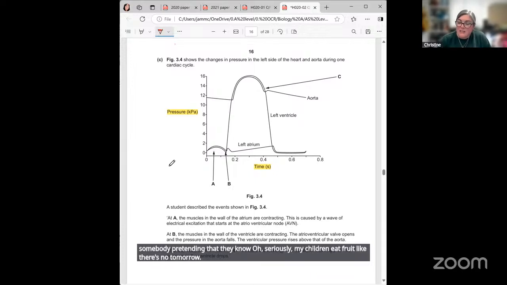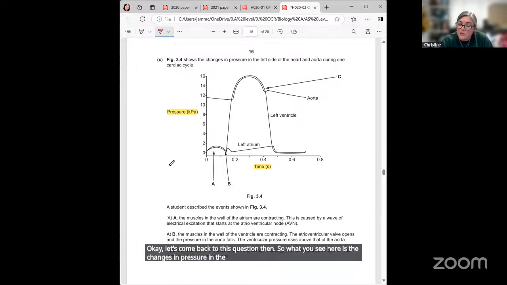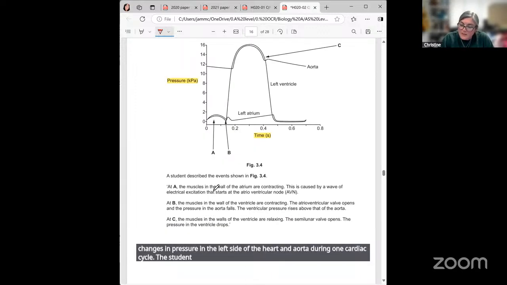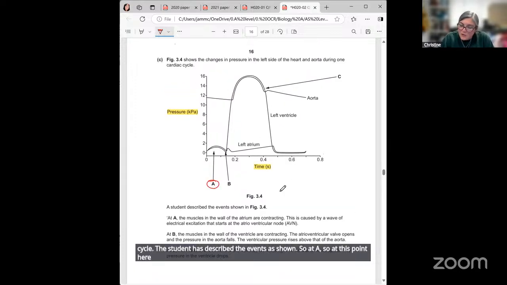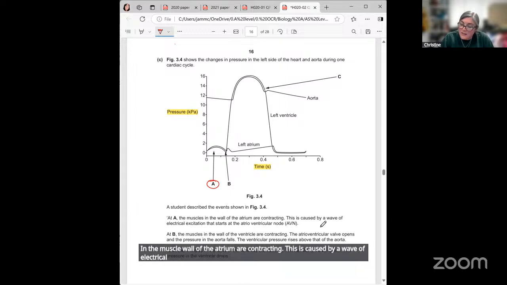Okay, let's come back to this question then. So what you see here is the changes in pressure in the left side of the heart and aorta during one cardiac cycle. The student has described the events as shown. So at this point here, the muscle wall of the atrium is contracting. This is caused by a wave of electrical excitation that starts in the atrioventricular node.